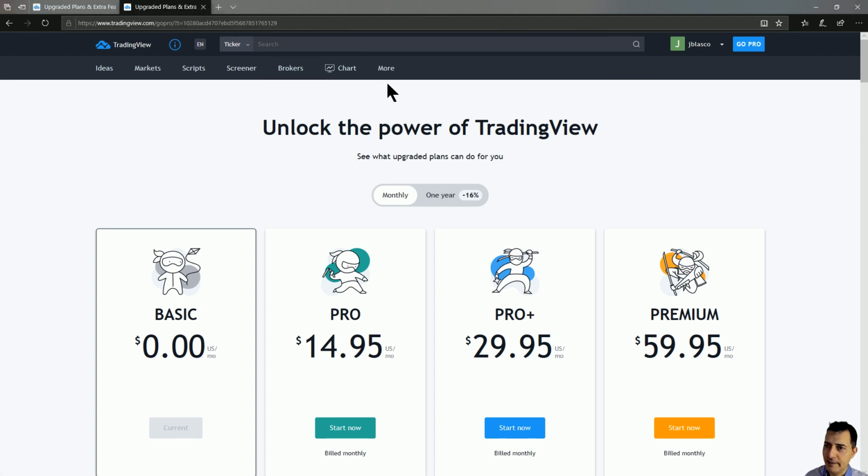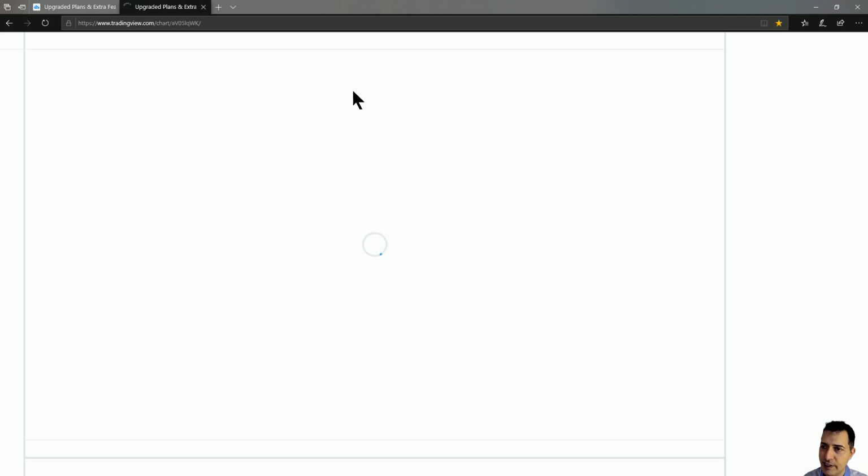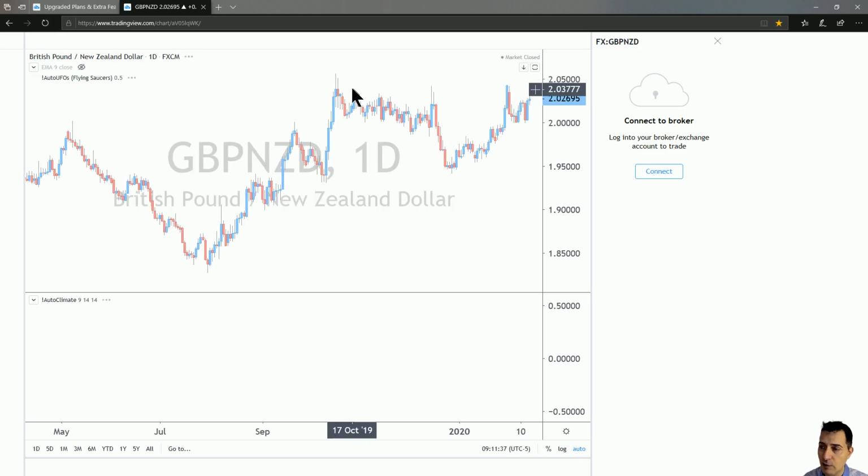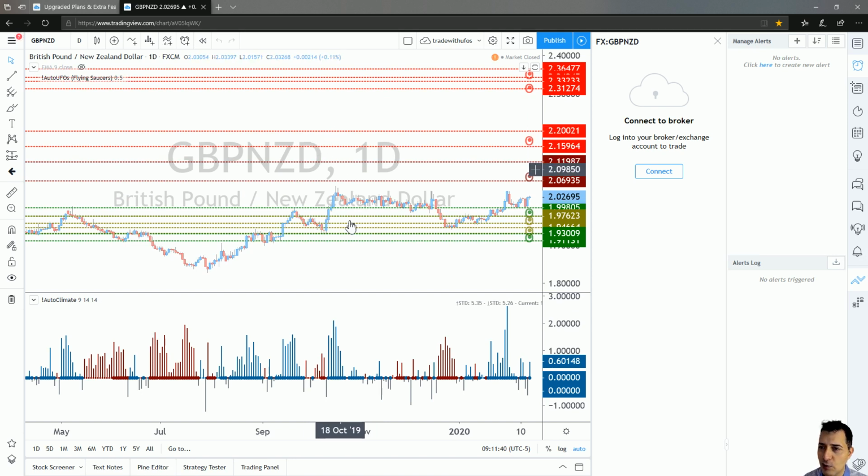Okay, so once you have logged in, the typical action that you would do is click on charts. TradingView gives you the option, as you can see here, to save what TradingView calls chart layouts, which is similar to what TradeStation or other platforms may call workspaces or work areas. So I'm just going to click on the one that I have named Trade with UFOs, and this will bring up just a simple chart, where I got AutoUFOs on the top, Auto Climate in the bottom, and a specific chart here.